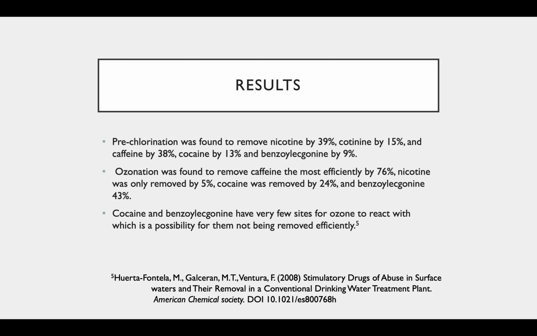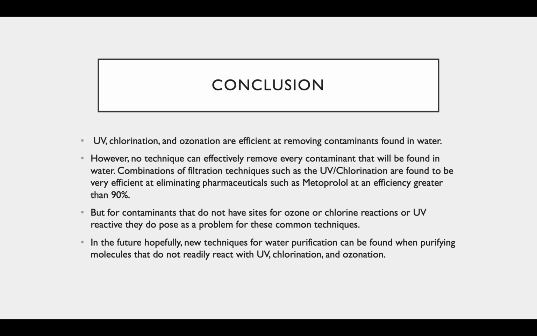Results: pre-chlorination removed a lot of the nicotine, cotinine, caffeine, cocaine, and benzoylecgonine. And you can pause and look at the percentages. Ozonation was found to remove caffeine most efficiently, by 76%, and nicotine, and only removed small amounts of cocaine and benzoylecgonine. This is probably because cocaine and benzoylecgonine have very few sites for the ozone to interact with, which is why they're probably not removed as efficiently.